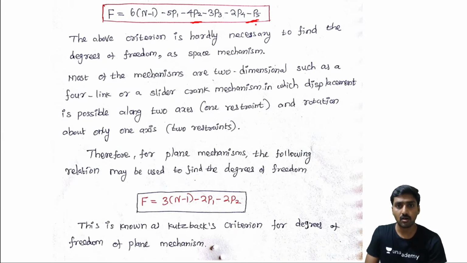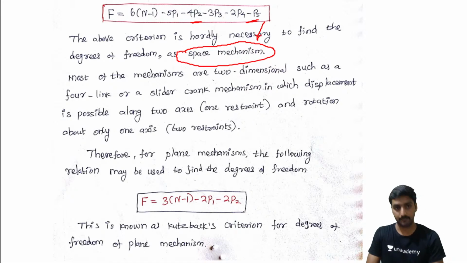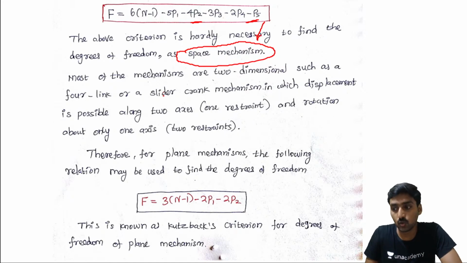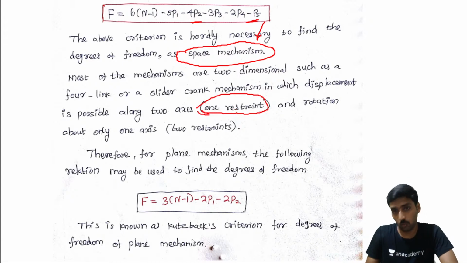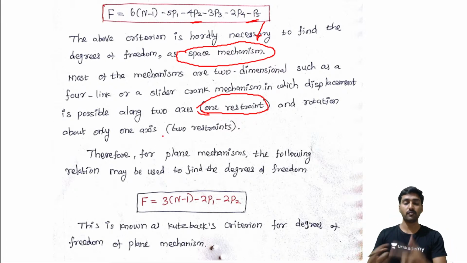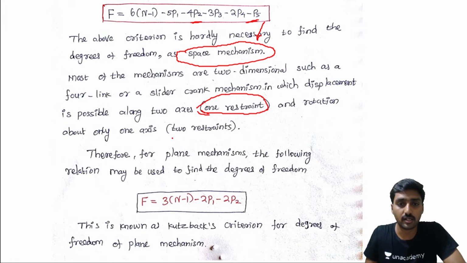The above criteria is hardly necessary to find the degrees of freedom of a spatial mechanism. Most mechanisms are two-dimensional, such as a four-link or slider crank mechanism, in which displacement is possible along 2 axes. So one restraint, that means one constraint: 2 degrees of freedom, one constraint. The rotation is about only one axis, so 1 degree of freedom, one free movement, 2 restraints. That is 2 constraints.